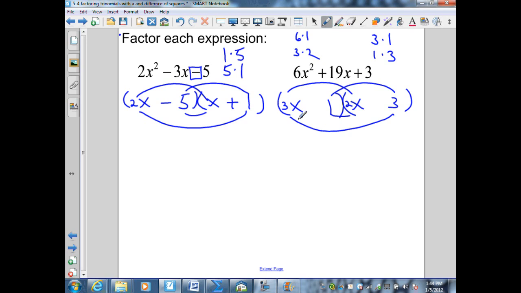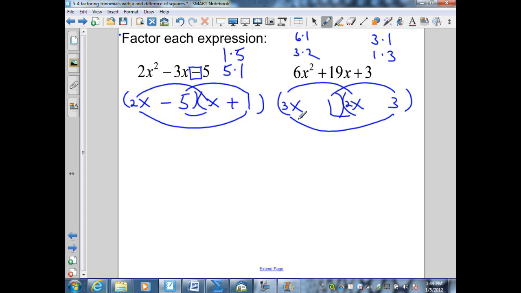And I'll replace my first set with 6 and 1. That gives me 6 times 1, which is 6x squared. Now what I'll do is I'll try my 1 and 3 again. 1 and 3. My inner term is 1x. My outer term is 18x. 1x plus 18x gives me 19x.